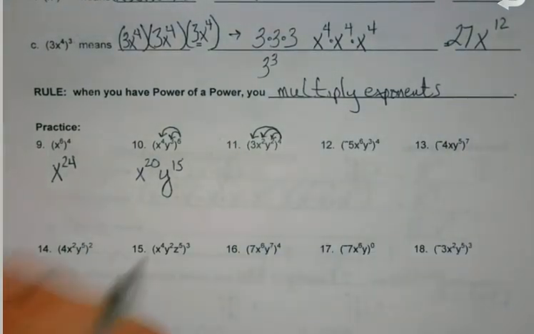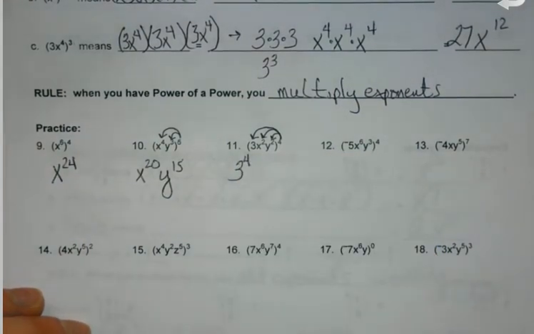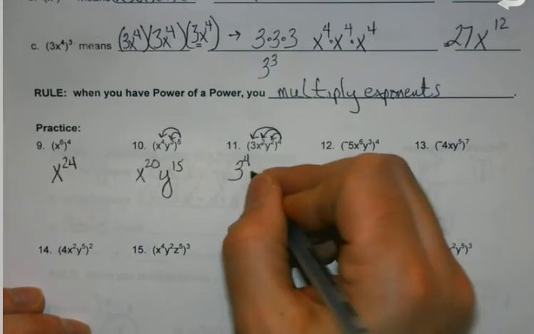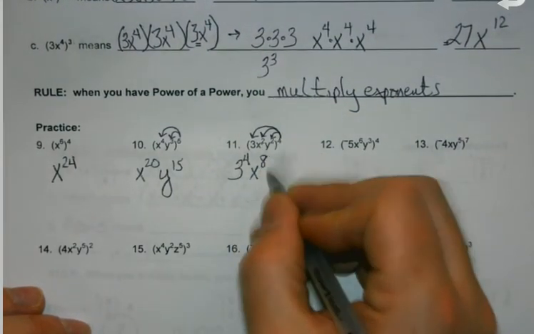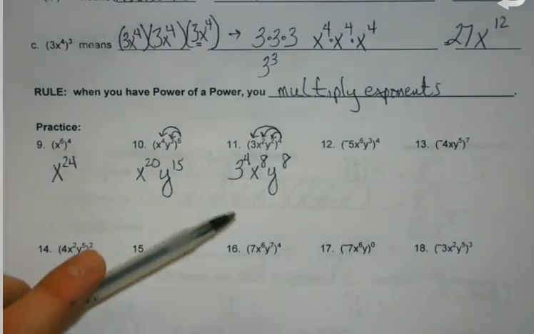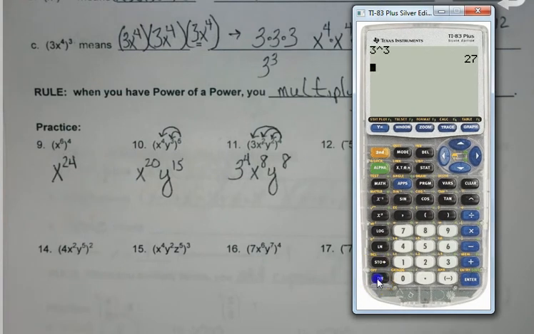So here, for instance, I'd have 3 to the 4th power. We'll figure that out in a minute. 2 times 4 is x to the 8th. And 2 times 4 is y to the 8th. But I don't want to leave it this way. I want to actually know what 3 to the 4th power is. So again, and this would work on any calculator. Every calculator has an exponent.